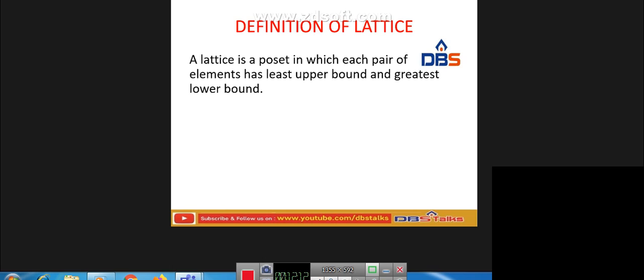Next, the definition of a lattice. A lattice is a poset in which each pair of elements has a least upper bound and a greatest lower bound. That is called a lattice. Simply we can say, a lattice is a poset in which each pair of the elements has a least upper bound and a greatest lower bound.